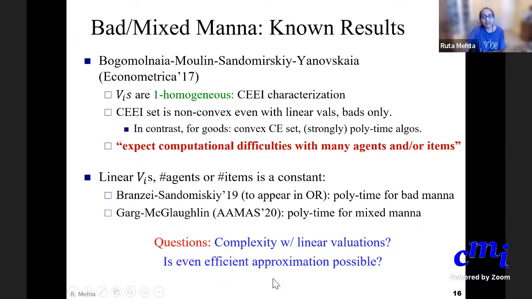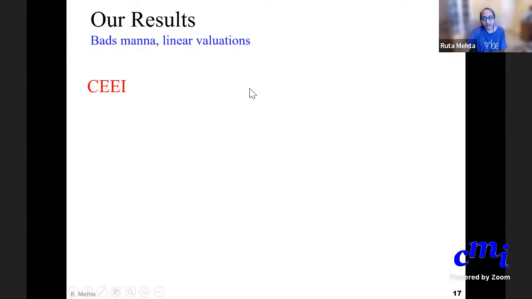So then we asked, is even approximation possible? What does approximation mean? Remember, in equal income, I give exactly the same amount of money to everybody. But suppose I perturb it a little bit. You get, let's say, 11 rupees, I get, let's say, 10.5 rupees, and somebody else gets 9.5 rupees instead of 10 to everyone. So I'm allowing some kind of approximation in the amount of money that I ask every person to earn.